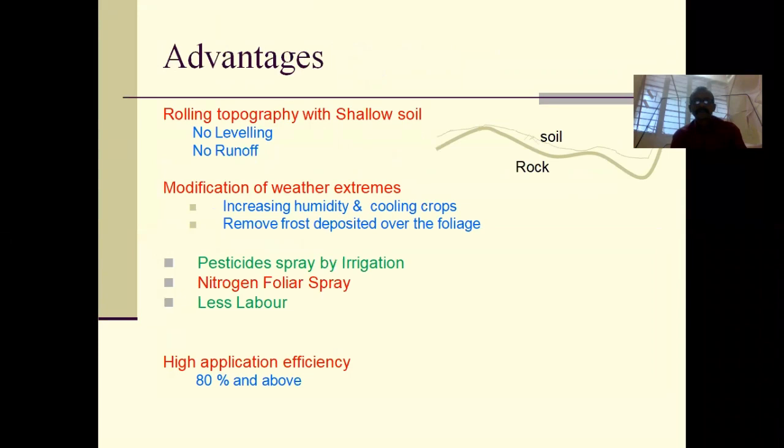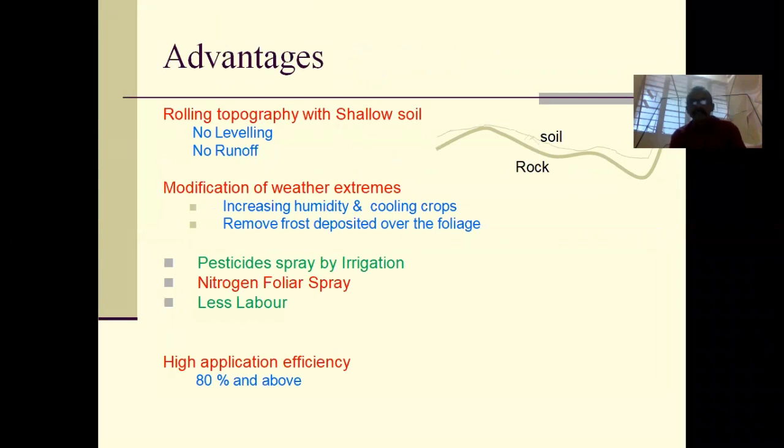Sprinkler irrigation system is well adapted in rolling topography wherein shallow soil exists. In rolling topography, we cannot do leveling work at all. If we do leveling, then the shallow soil has to be removed and there will be rock outcrops in many locations. So in such a kind of topography, if we make use of sprinkler irrigation, then it becomes easy and we can irrigate the crops without causing any runoff.